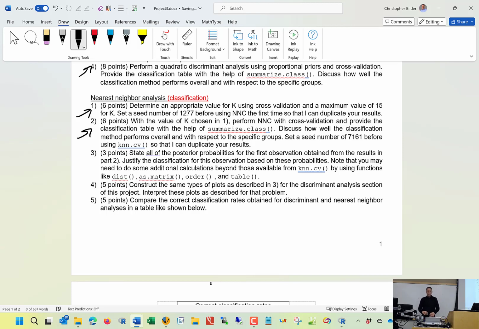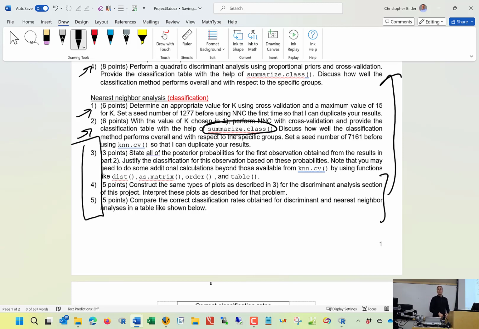Then number two is that, given that particular k, let's do an overall summary. We're going to go back to that summarize.class function that we saw in discriminant analysis and construct a table that tells us how much we got right and how much we got wrong. I'll wait on the rest of the stuff, but you're going to see some parallels to what we did with discriminant analysis.